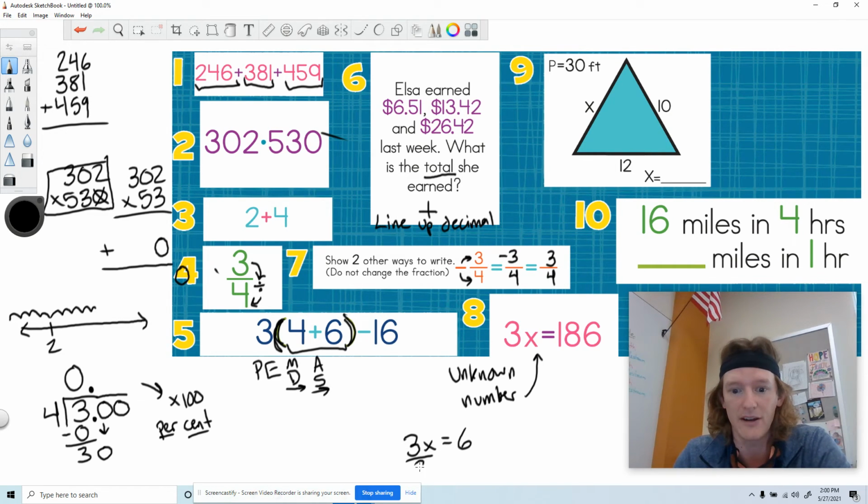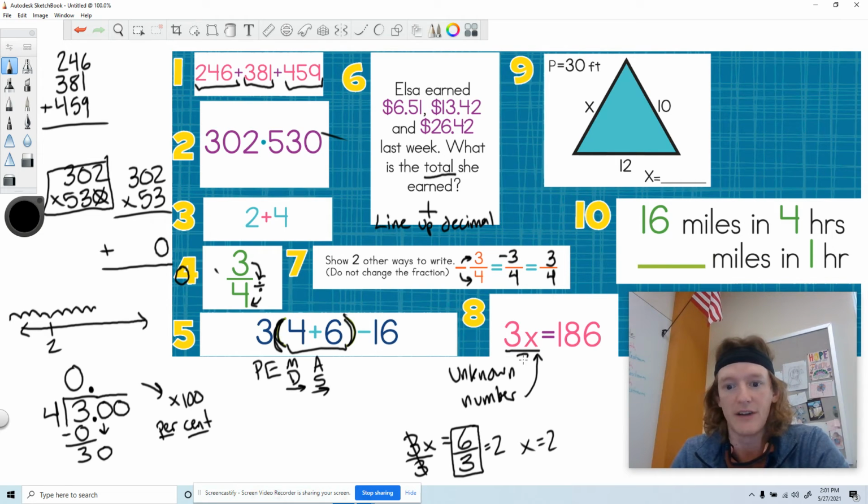So we're going to divide both sides here by 3. Divide by 3, and 6 divided by 3 is 2. So x here is 2. On this problem for number 8, since it is 3 times an unknown number, we are going to divide by 3, which will get rid of those, because that's how many x's we want. 3 divided by 3 is not 0, it's 1. We have 1x right here. That is our final goal. 1x equals, well, whatever 186 divided by 3 is.